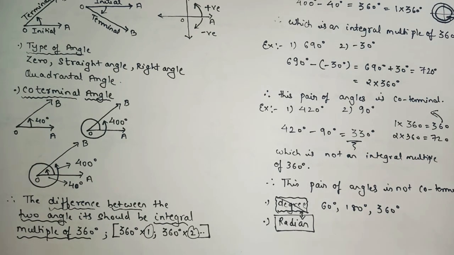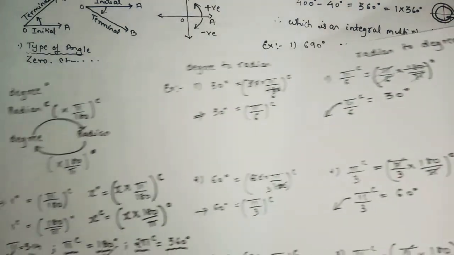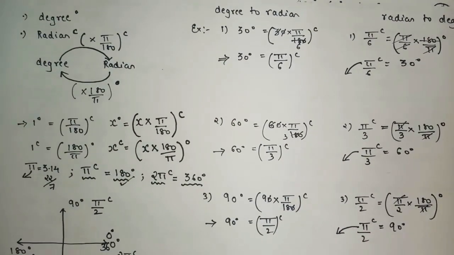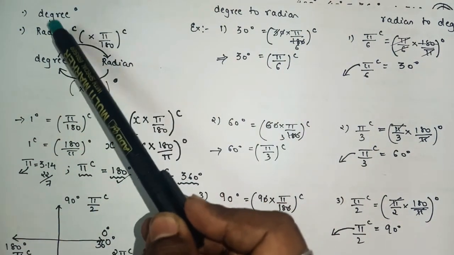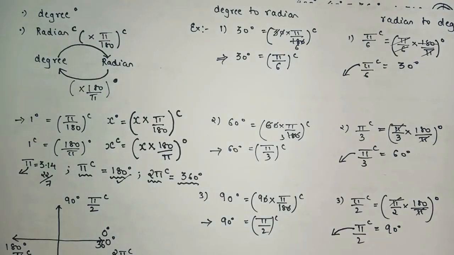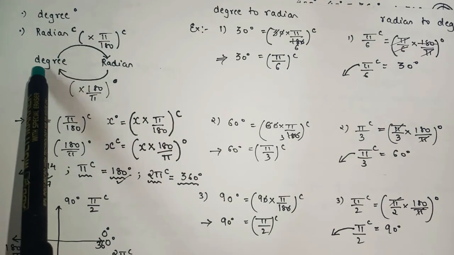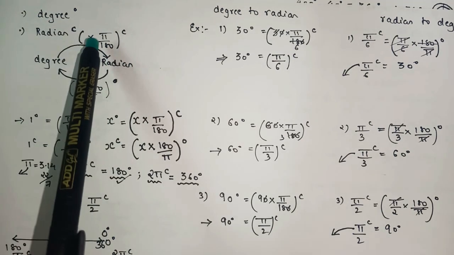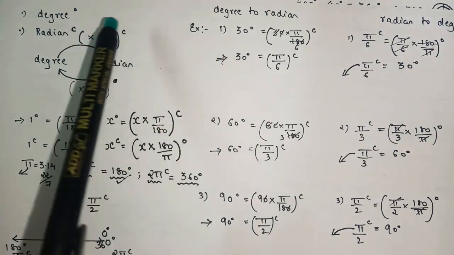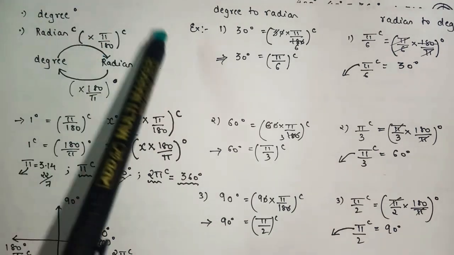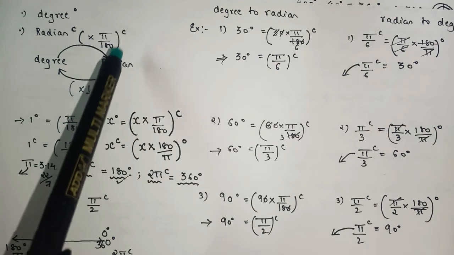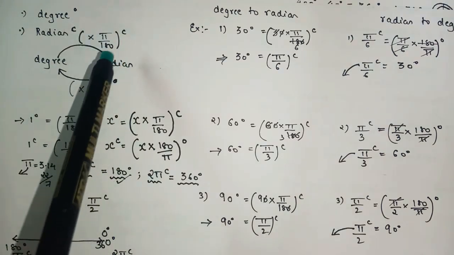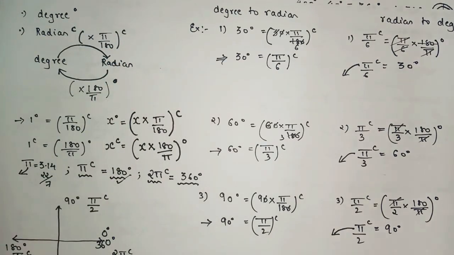After that we saw the conversion between degree and radian, how to convert degree to radian and radian to degree. It is very simple, and we saw the symbols also. For degree we use a small circle, and for radian we write a small c. To convert degree into radian, simply multiply the number by pi by 180. To convert radian to degree, take the reciprocal, 180 upon pi, and it will get converted into degree.